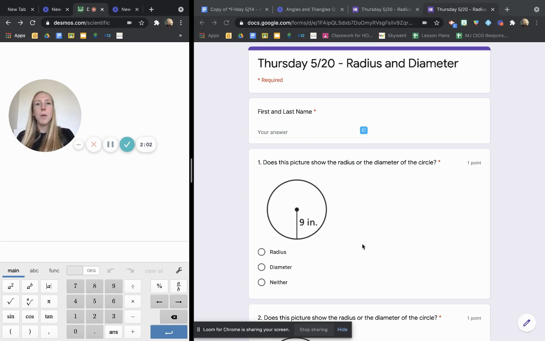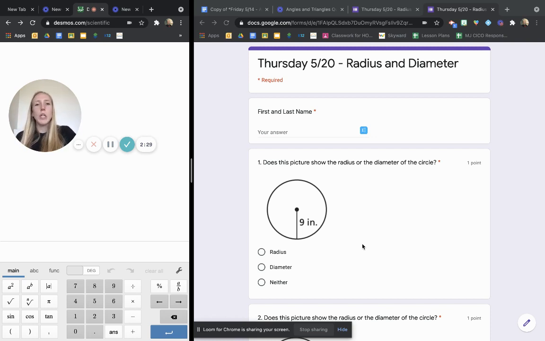Now, here is the key part. Radius has to start in the center. It can't just be a random line in the circle. It has to start in the center. Diameter has to go through the center. It has to go through the very middle and across to the other side. So that's important when we're talking about radius and diameter. You can have lines through circles that aren't a radius or diameter if they don't go through the center.